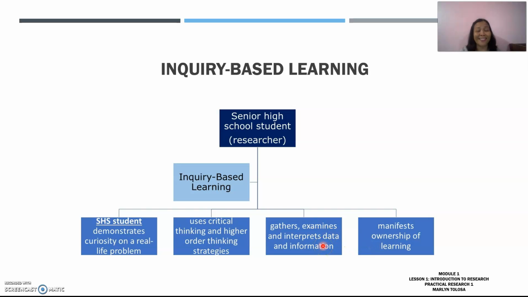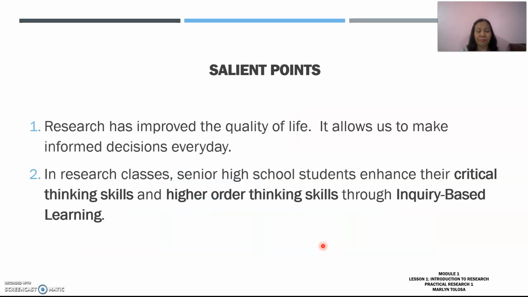Did you understand? To sum it up, research has improved the quality of our life. It allows us to make informed decisions in life. We do not only make decisions, but these decisions are supported by research so that the decisions are efficient and effective. In research classes, senior high school students enhance their critical thinking skills and higher order thinking skills, as we mentioned earlier, through inquiry-based learning.